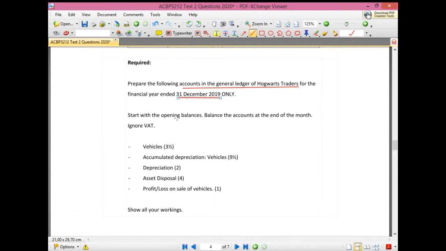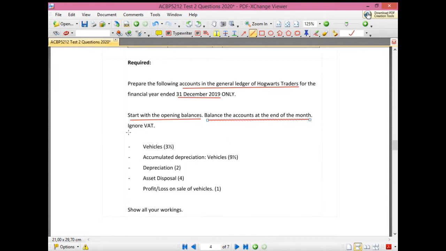They actually give you a hint. They might not do this in your test, but here they say to start with the opening balances and balance the account at the end of the month. You probably won't see that in your test, but they would still expect it from you. So you have to do the normal recording of a general ledger account: open the account with the balance at the beginning of the year or month, and once you've done all the transactions for that period, close it off.